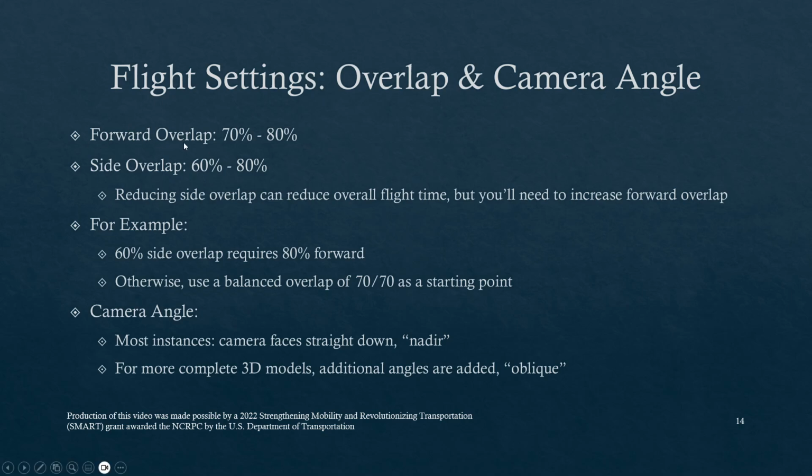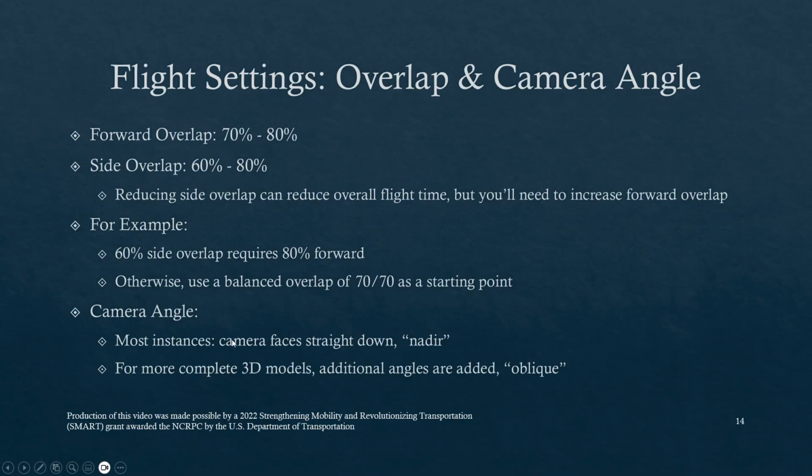Typical overlap. Forward overlap, you're talking 70 to 80% in the image overlap. Side is 60 to 80. My preference is always flying a balanced overlap of 70-70, but if efficiency is of utmost concern, you can get away with 60% side overlap and 80% forward.